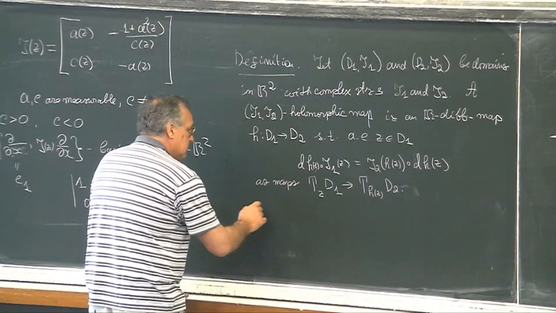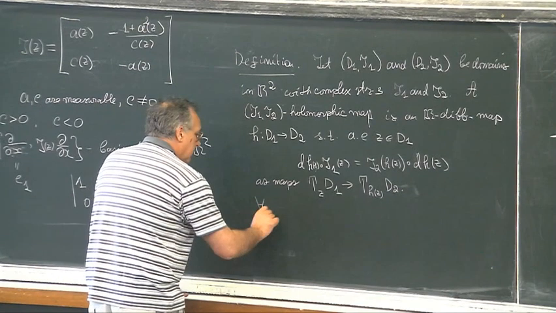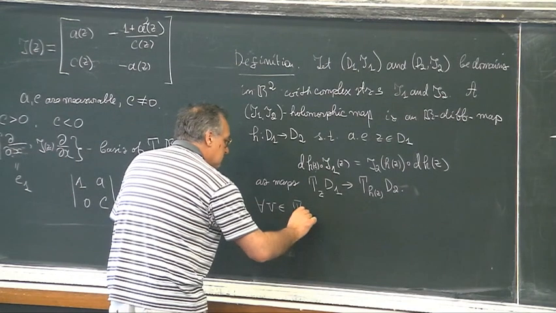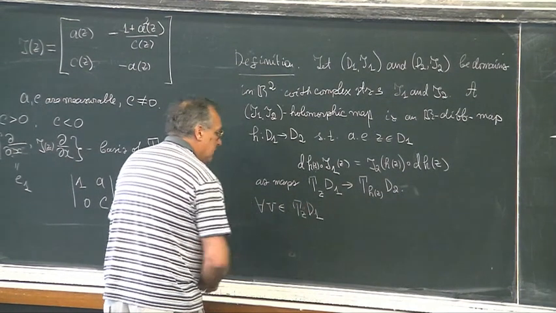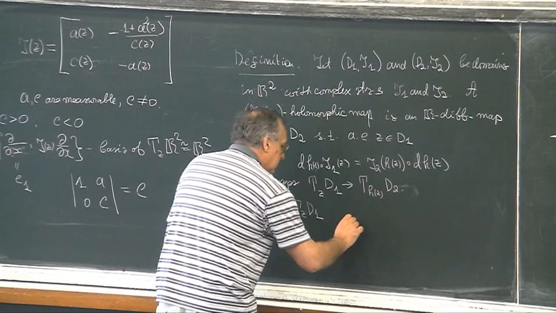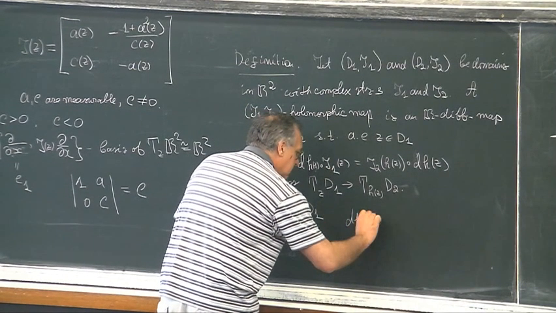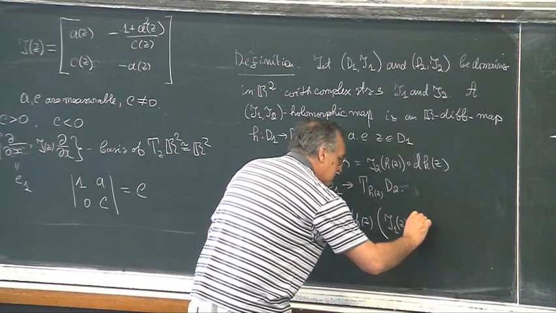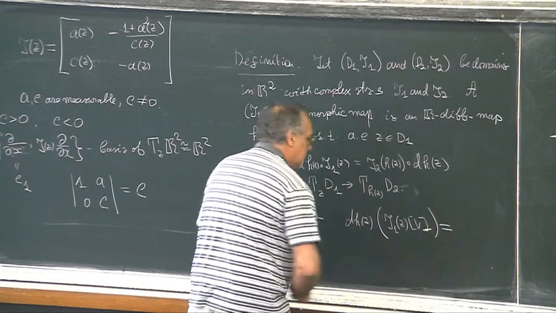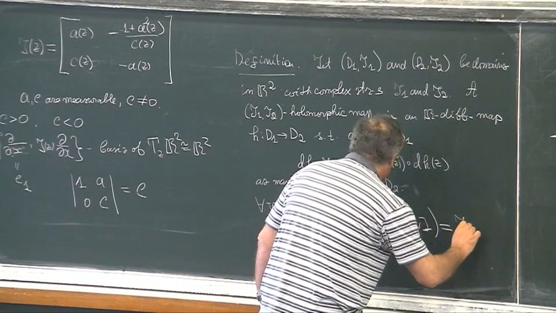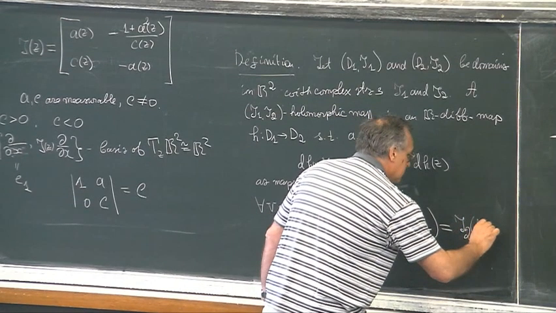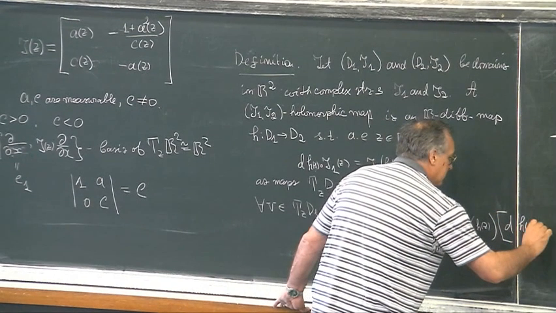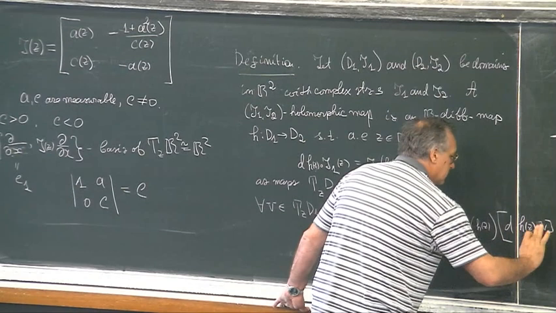So in other words, for every V in the tangent space at Z, one has that dH at Z of J1 at Z of V is equal to J2 at point H of Z of dH at Z of V.